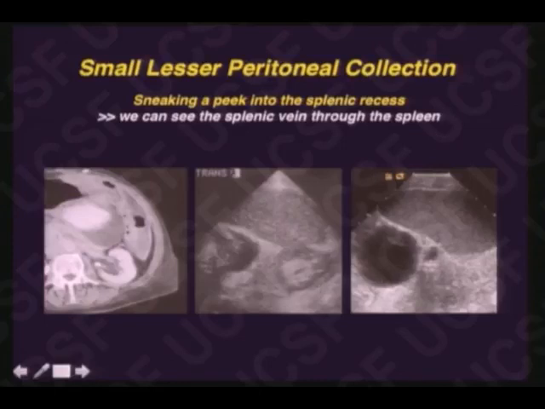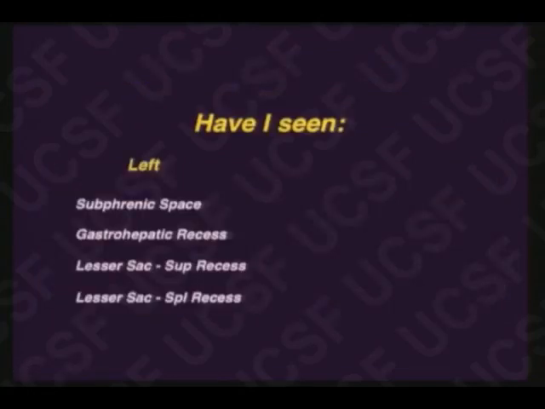Because if you can see the splenic vein, then the beam actually enters the splenic recess of the lesser sac before it can encounter the stomach. The beam is coming this way. So it actually enters the lesser sac before it can encounter gas in the stomach. So it doesn't matter whether I see the tail of the pancreas or the splenic vein, I will always be able to sneak a peek in the splenic recess of the lesser sac.